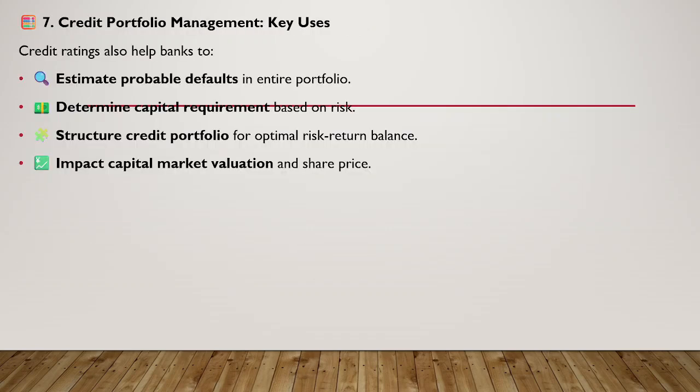Beyond individual loans, credit ratings are crucial for managing the entire credit portfolio. If a bank knows how many borrowers fall into each rating category, and it knows the historical default rate for each category, it can plan how much capital is needed to cover expected losses, how much buffer is needed for unexpected losses, what returns it can expect from the portfolio. It can even simulate stress scenarios, like, what happens if economic conditions worsen and default rates rise? This kind of planning helps the bank meet regulatory requirements and maintain stability during tough times.